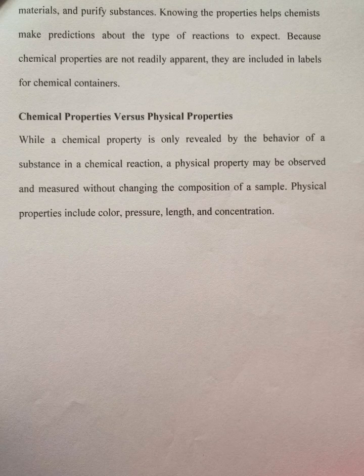Chemical properties versus physical properties. While a chemical property is only revealed by a behavior of a substance in a chemical reaction, a physical property may be observed and measured without changing the composition of a sample. Physical properties include color, pressure, length and concentration.